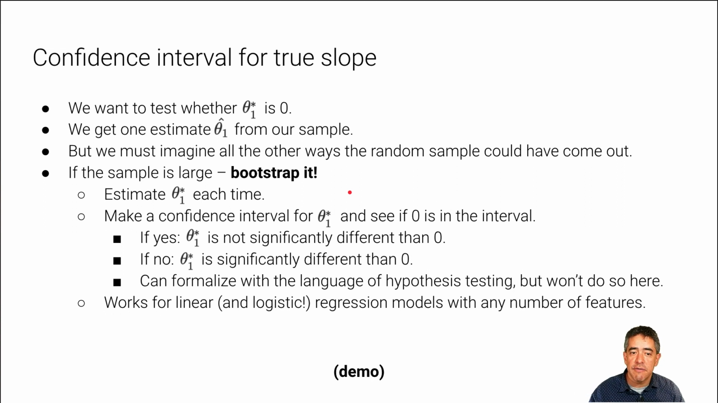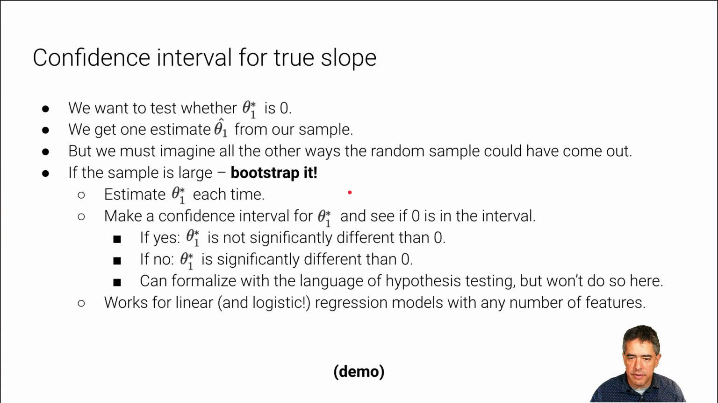The actual value of theta 1 hat that we produce from our sample is probably not equal to 0. But this gives us a way to draw a conclusion about what we think, with that level of confidence, is true in the real world, in the underlying data generating process. This all can be couched in the language of formal hypothesis testing. The Data 8 textbook does a little bit of that, but we will not focus on that today.